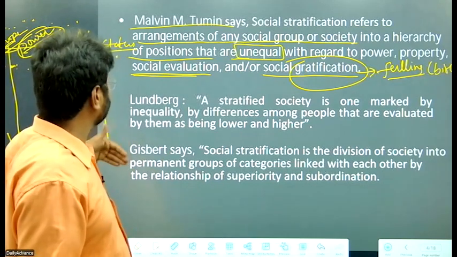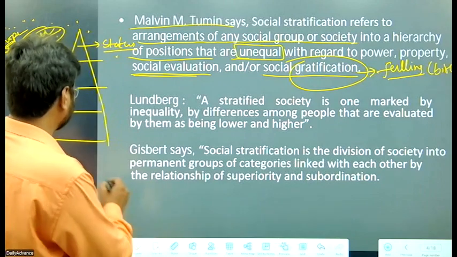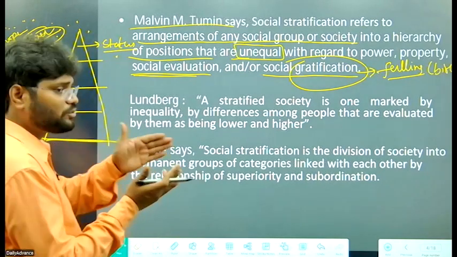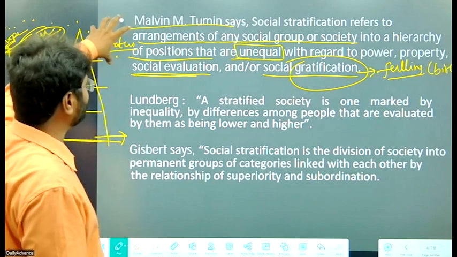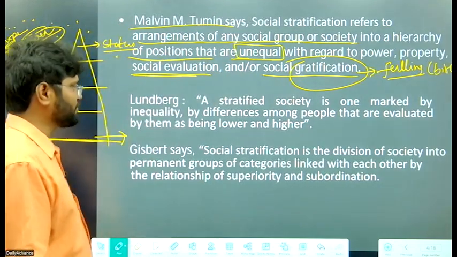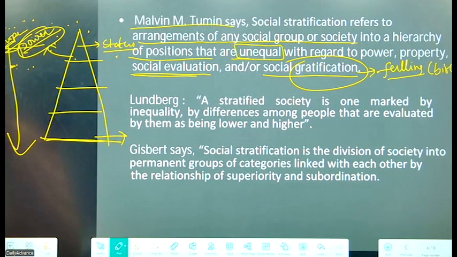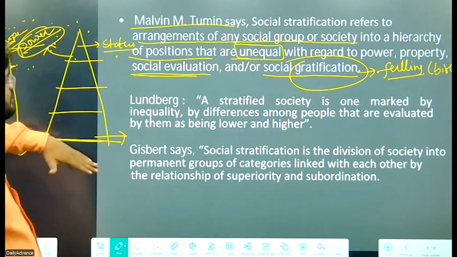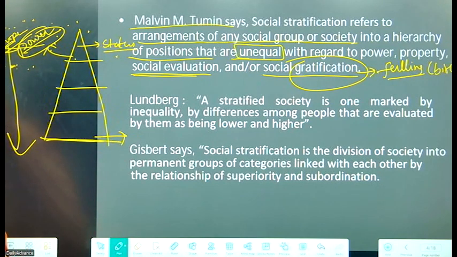So when compared to other people, their needs satisfaction is at a very high level, when compared to lower people. That means the needs fulfillment of the lower groups is very low, and the needs fulfillment of the higher group is very high. That is called social gratification. So what Melvin Tumin said is nothing but the hierarchy of people fixed into positions. This hierarchy is based on inequality, which is regarded on the basis of power, property, social evaluation, as well as social gratification.